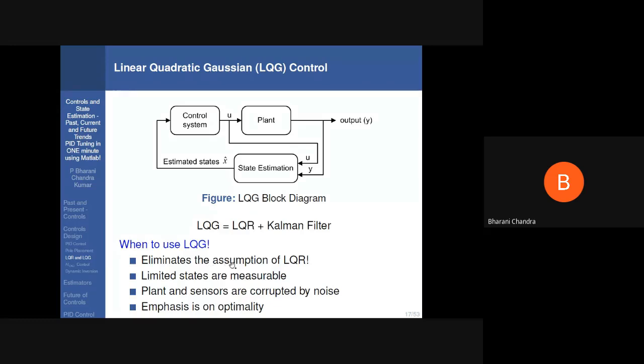So it eliminates the assumption of LQR. In the LQR, we assume that instead of the output Y, all the states, X, are used. However, in LQG, from the limited set of states, the output, I am able to estimate the complete state vector, and that can be used for the control system. And here the plant and sensors are corrupted by noise. Though I have not explicitly represented it here, it assumes that the plant and the sensors are corrupted by noise, and the emphasis is on optimality.